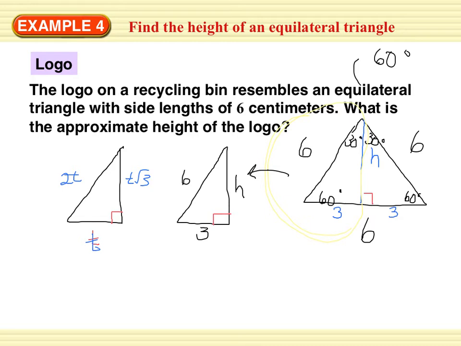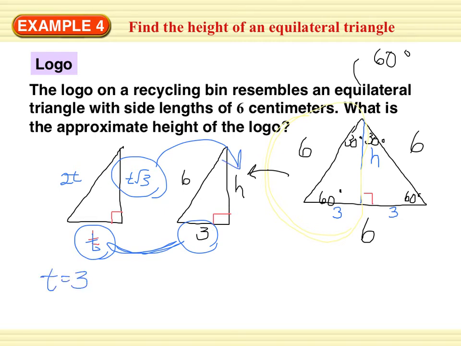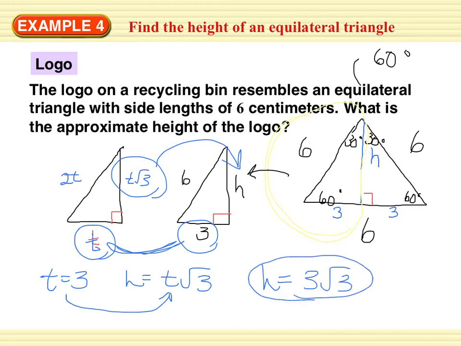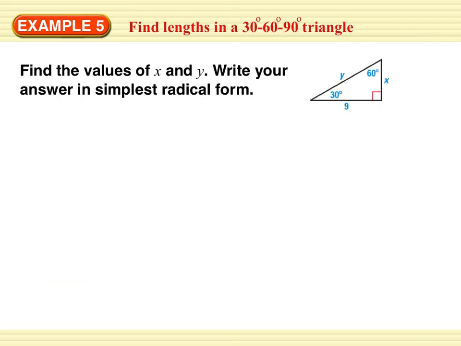I'm going to take this one, though. T equals 3, because it's just easier. And we're trying to figure out the height. So T equals 3. Your height equals T square roots of 3. So substitute that in, and we have height equals 3 square roots of 3. Okay, I'm going to pause and finish this in a little bit.